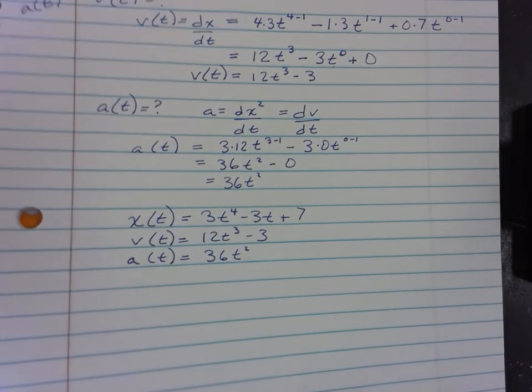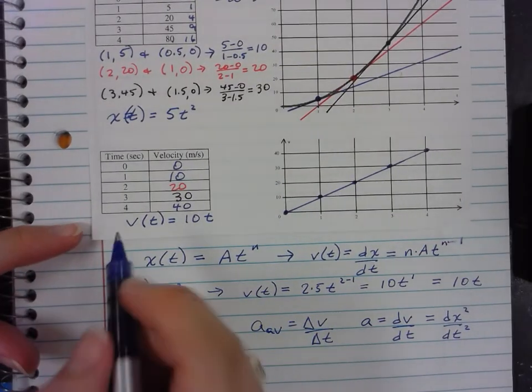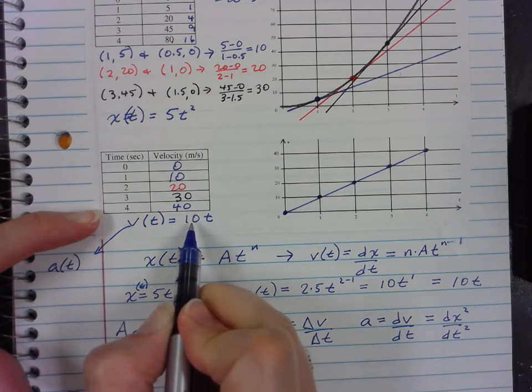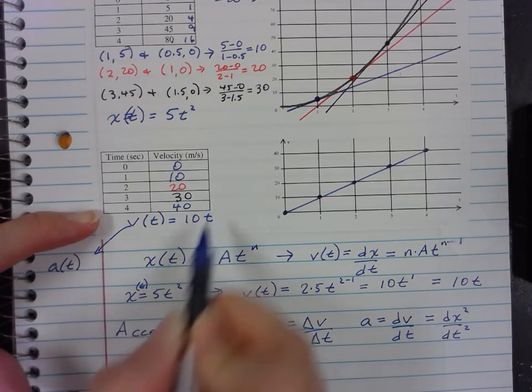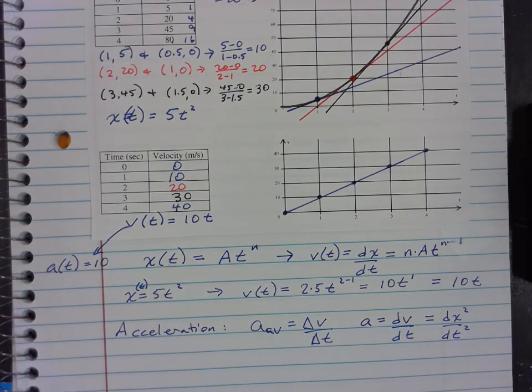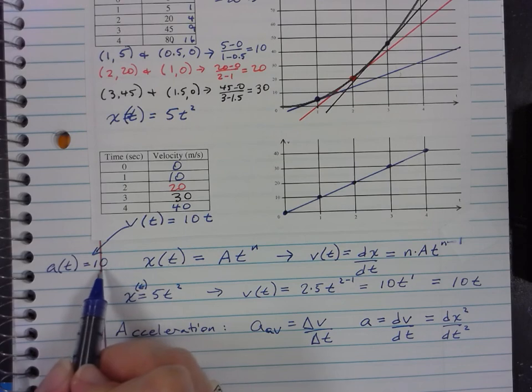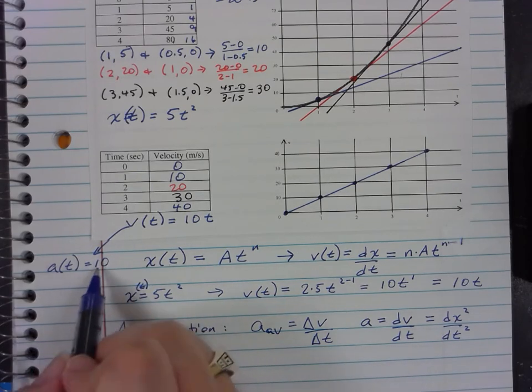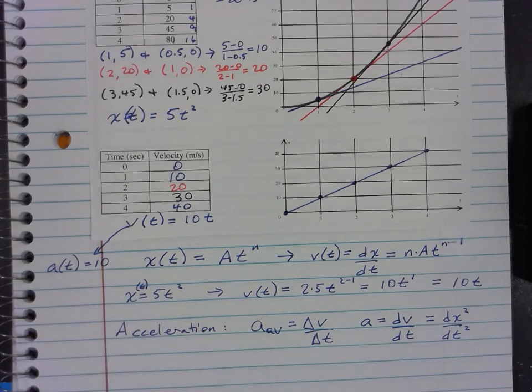But if we go back to the first page and now do our acceleration function from this one, our acceleration would be 10 times t to the first. This is just an acceleration of 10. So we have a constant acceleration. It's not varying with time. And that's exactly what we saw here, a constant increase in velocity because it's a constant acceleration.